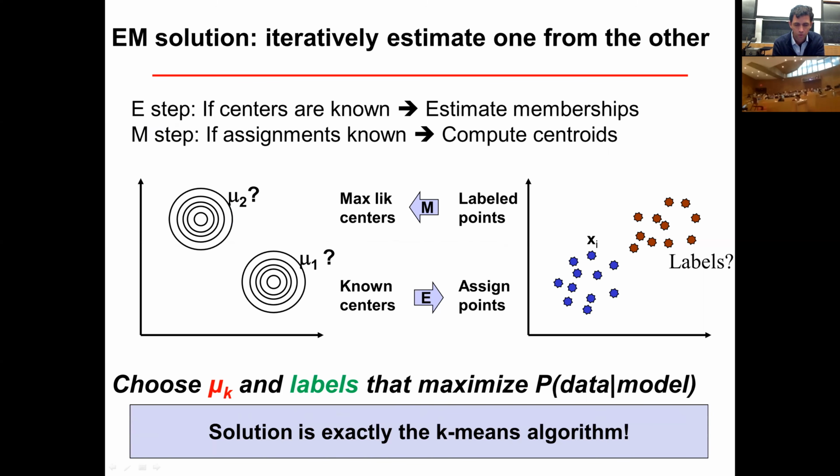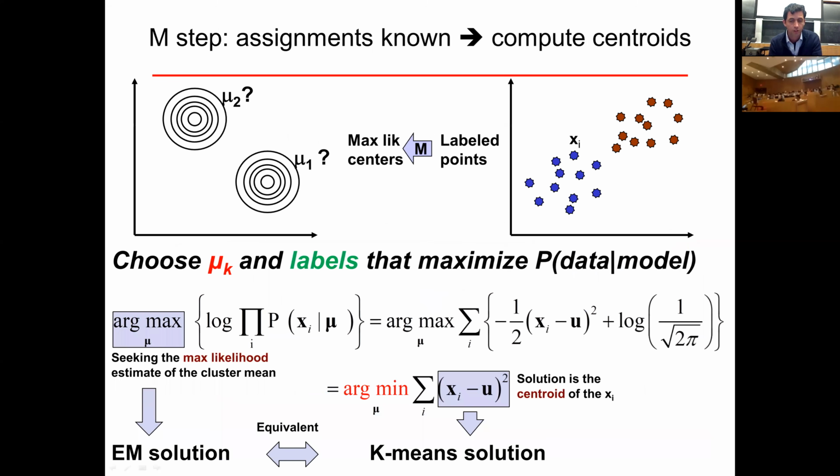So if I know the centers, I can basically estimate what is the probability with which every point belongs to each center. And once I have a set of assignments, probabilistic or not, I can basically calculate the maximum likelihood estimate of what are the parameters of the centroids of these distributions that gave rise to the points that I observed. Okay, so I can choose the centers, and I can choose the labels that maximize the total probability of observing the data given the model. And then the solution to that is exactly the K-means algorithm. Okay, it's actually the fuzzy K-means algorithm.